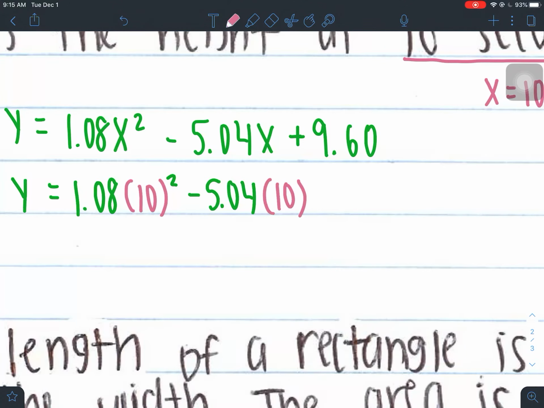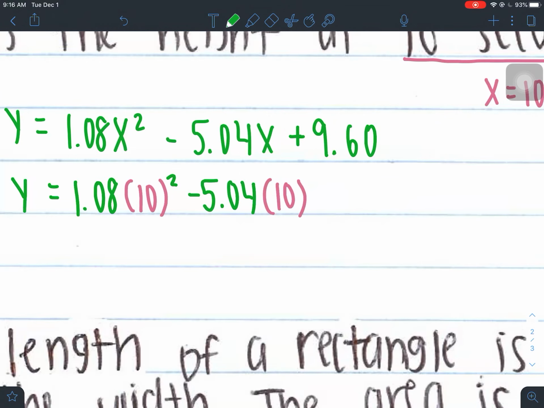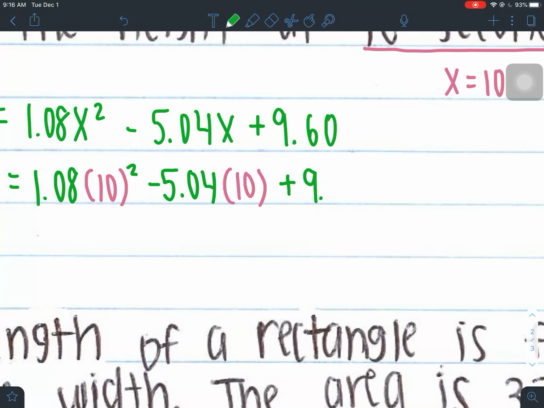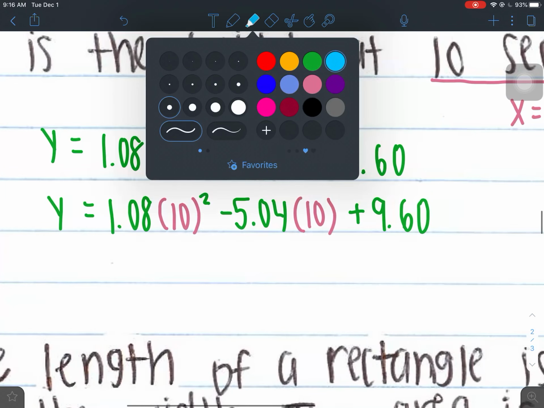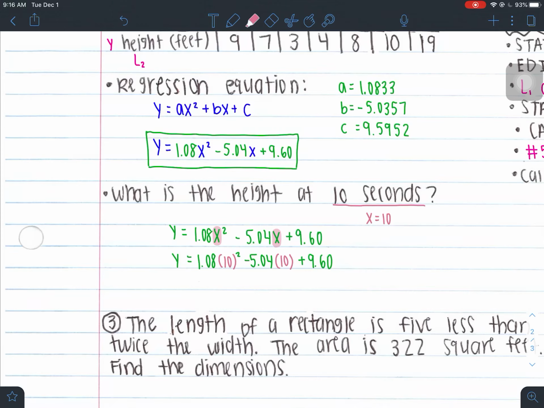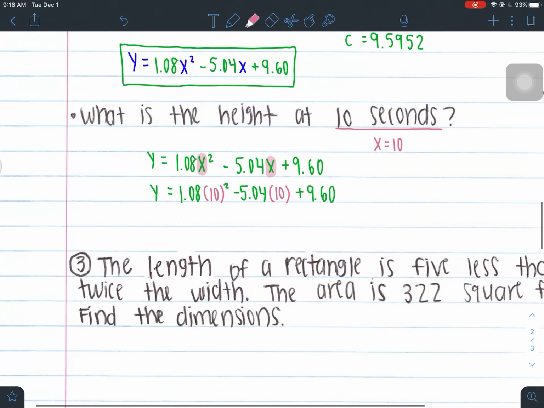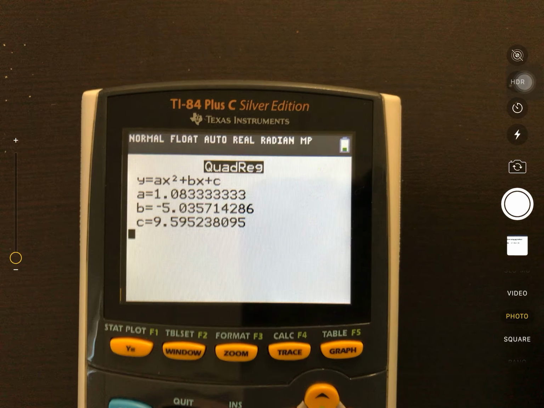Oops, that bothers me. I need to fix that. Okay. And then my 5 is looking kind of janky over here. And then plus 9.60. So you can actually type this all into your calculator and calculate that. I'll go ahead and highlight this so we can see that's what we're doing. Anywhere you see an x, you're going to type in a 10 or plug in a 10. So I'll go ahead and type that into my calculator as is.